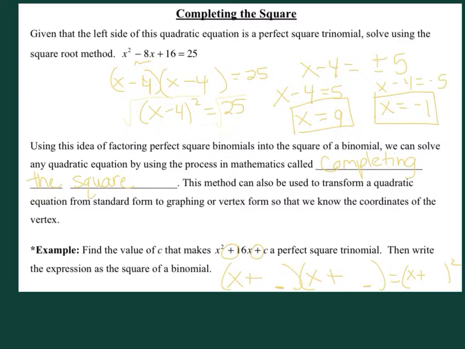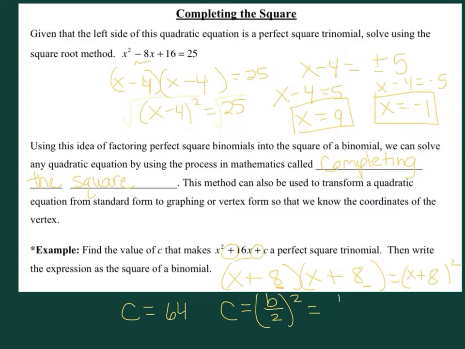Well, that means I'd need half of 16 in each position, so that together they add to 16 with the same number, so it would be 8 and 8. So that we'd have x plus 8 quantity squared. If we multiplied it out, we'd have x squared plus 16x plus 64. So in order for this to be a perfect square trinomial, we need the constant, the c value, to equal 64. And the trick to how we did that: our constant will need to equal the b value divided by 2, so split evenly, squared.